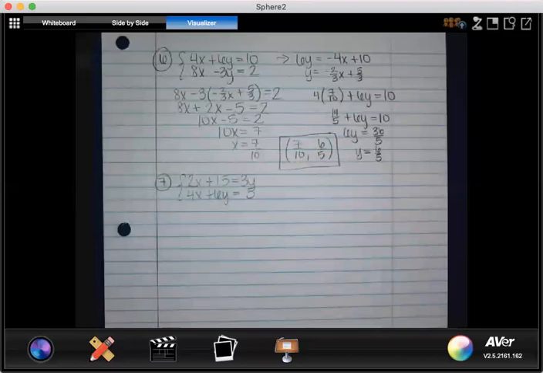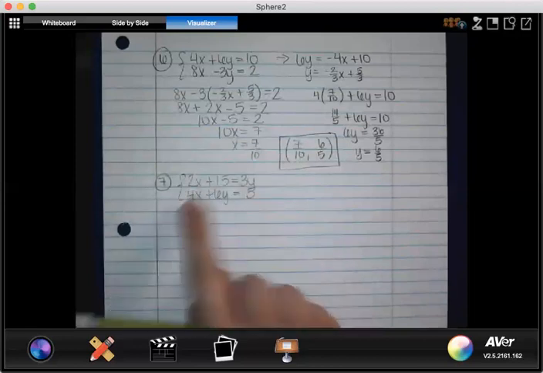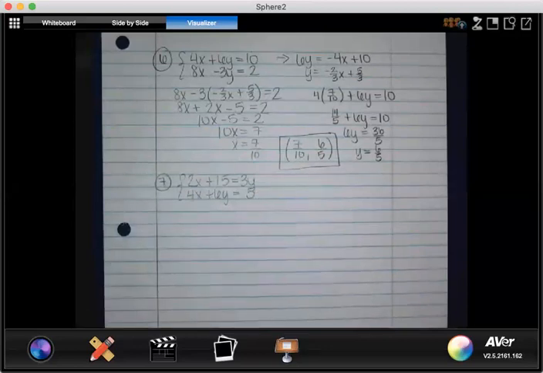Okay, this one: 2x plus 15 equals 3y, and 4x plus 6y equals 5. Now, if you notice, that first one is rearranged in a weird order, but that's okay, because at the end of the day, we're going to have to solve for a variable anyways. Now, in this example, we don't have any that are all even. We do have odd and even, which is not necessarily the worst thing in the world, but typically when they're all even or all divisible by the same thing, it's going to make things a little easier.